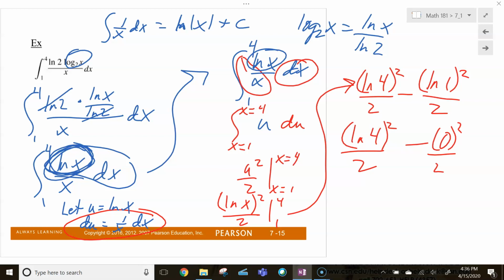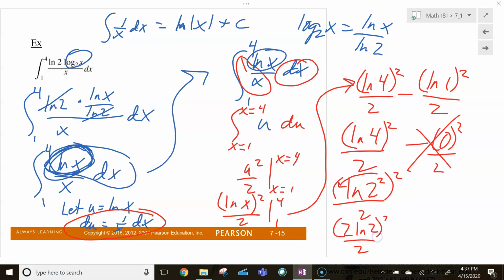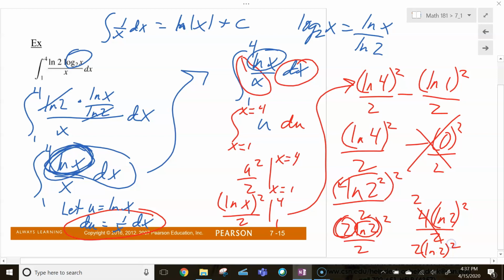And then from here, it's just a matter of how far you want to take this. The ln of 4 is ln of 2 squared. So I could use the power rule on this and write it as 2 ln of 2 over 2. Now remember, this numerator is being squared. So the 2 is squared and the ln of 2 is squared. This is a power of a product. So I got 4 ln of 2 squared over 2. Well, 4 over 2 is 2. So 2 ln of 2 quantity squared. And there's our solution.